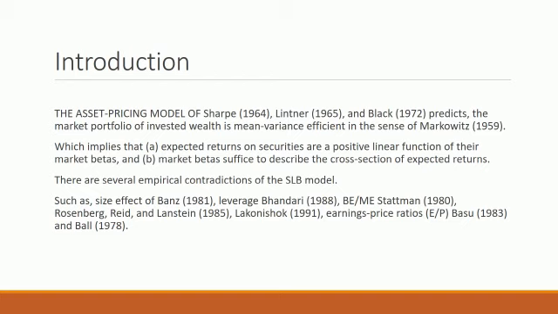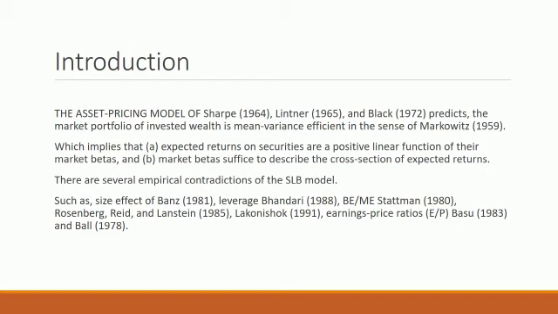The asset pricing model of Sharpe, Lintner, and Black has long shaped the way academics and practitioners think about average returns and risk. The central prediction of the model is that the market portfolio of invested wealth is mean-variance efficient in the sense of Markowitz. The efficiency of the market portfolio implies that expected returns on securities are a positive linear function of market betas, which is the slope in the regression of the security's return on the market's return. Second, market betas are sufficient to describe the cross-section of expected returns.